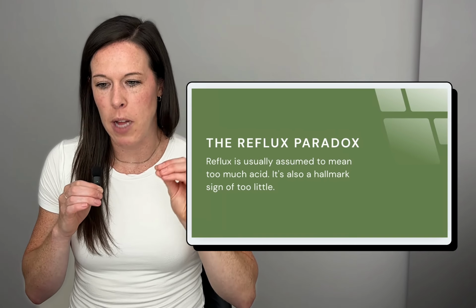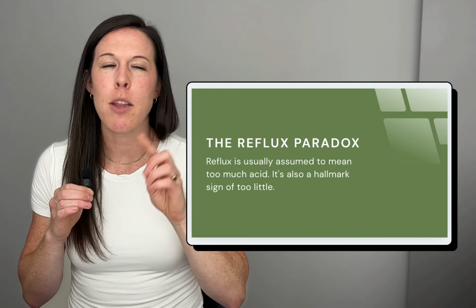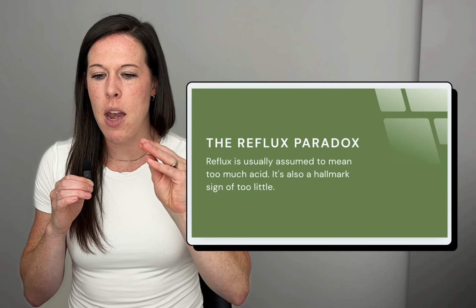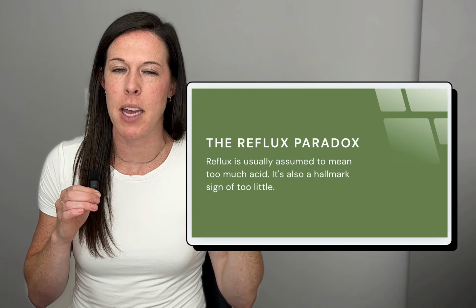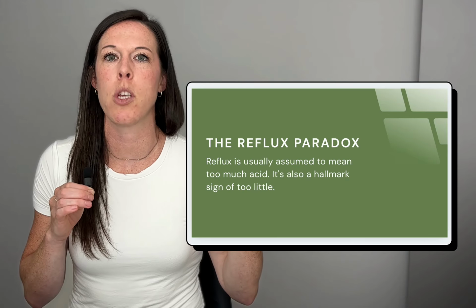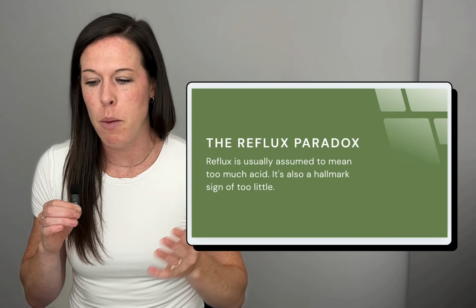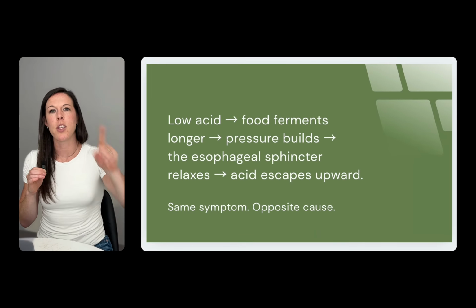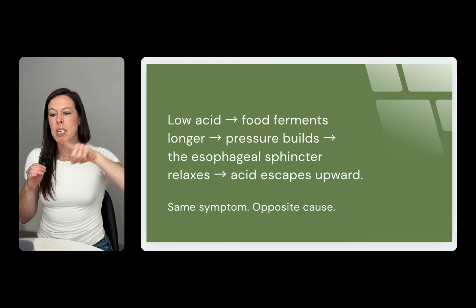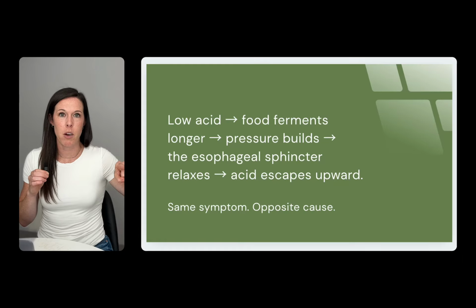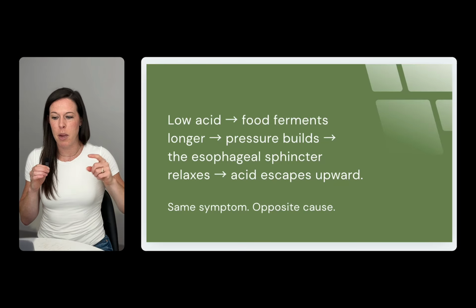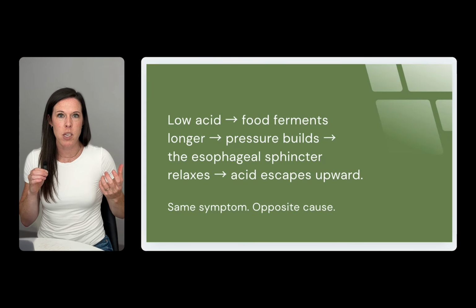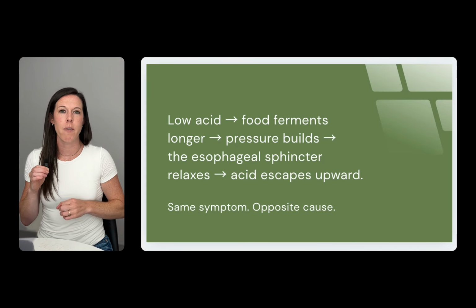So when it comes to reflux, it's called the reflux paradox, because typically when we have reflux, it's actually a result of low stomach acid and not high stomach acid. So you would think, hey, I have too much stomach acid, it's coming back up. That's actually not what's happening. Here's what's actually happening: you have low stomach acid, which is going to lead food to ferment a little bit longer. And in the fermentation process, you're actually releasing gases. Gases from that longer fermentation process of sitting in your stomach are going to increase the pressure within your stomach, and it's going to put pressure on that esophageal sphincter.